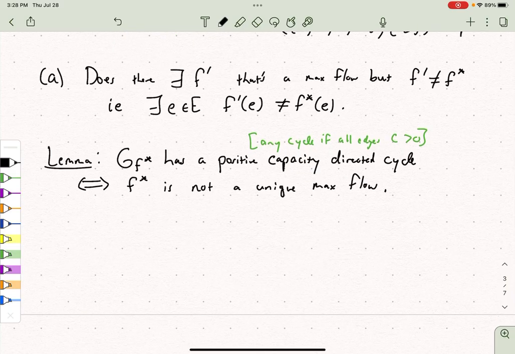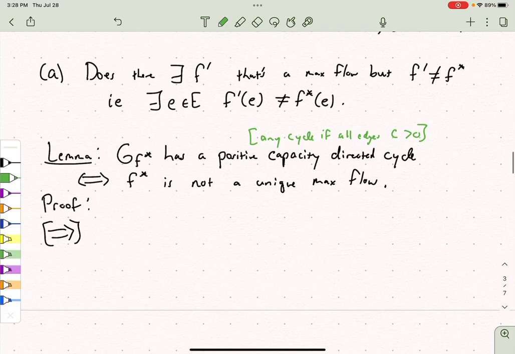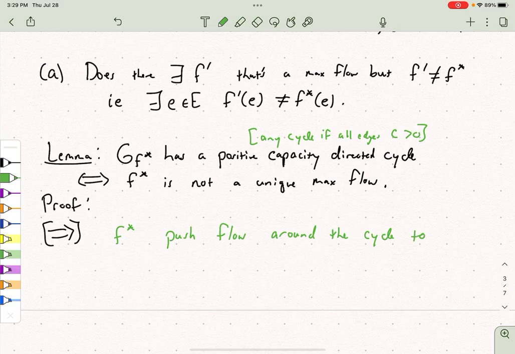So why is this? So I think the first part's pretty clear. If there was a cycle, then we can easily create a new max flow. So if there is a positive directed cycle in the residual graph, then we can just take F star and then push flow around the cycle to get a new flow.